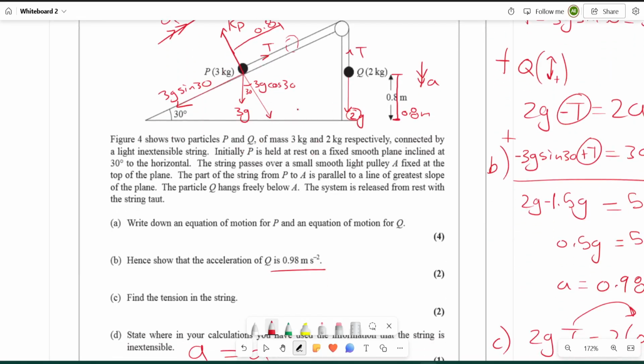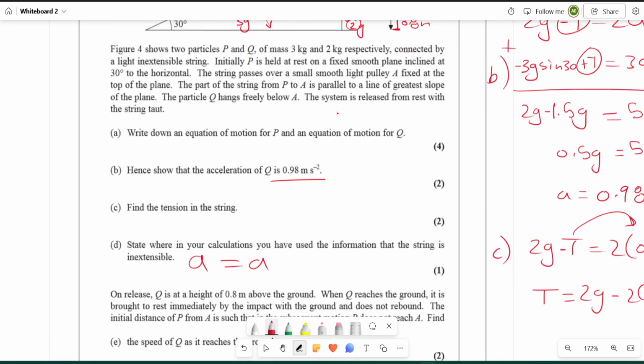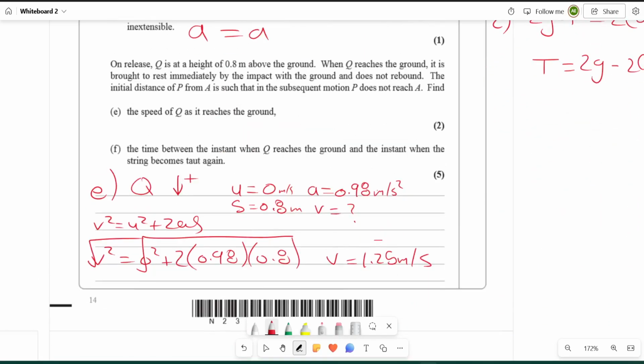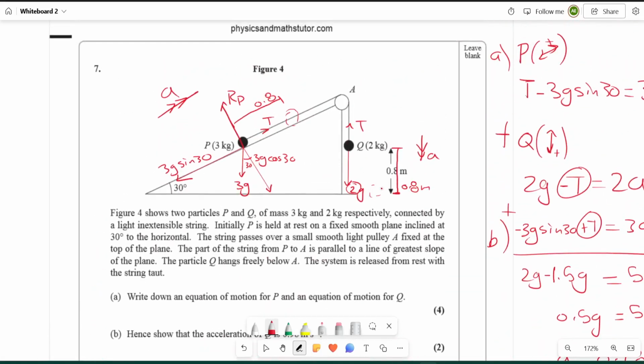So the velocity of P is going to be the same as the velocity of Q. I think we already got it. V equals 1.25. That was the velocity of Q when it reached the ground after 0.8 meters, and it's going to be the same velocity as P. So P is going to be moving in this direction with a velocity of 1.25 meters per second. Why are they moving at the same velocity? Again, because it's an inextensible string.